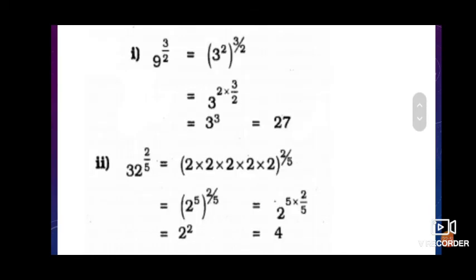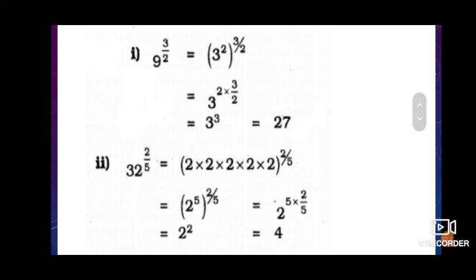Next, 9 to the power 3 by 2. Here, 9 to the power 3 by 2. Again, 9 we can write as 3 square. So with the same power rule, 3 to the power 2 into 3 by 2. Again here 2 will get cancelled. 3 to the power 3 is nothing but 3 into 3 into 3, which is 27.